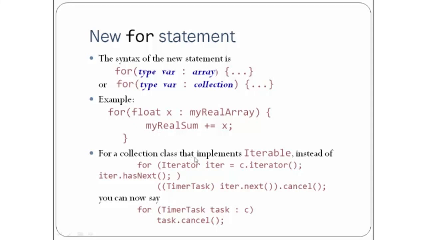For a collection that implements Iterable, instead of using an iterator, you can even use a for-each loop like this. Over here you can see that we have a class TimerTask, and task is a local object of the TimerTask class, and c is the collection. We are taking each element from this collection one by one, passing it to task, and then task applies some method on it. Again, for the next element, it keeps on traversing. So instead of using an iterator, we can also use a for-each loop.